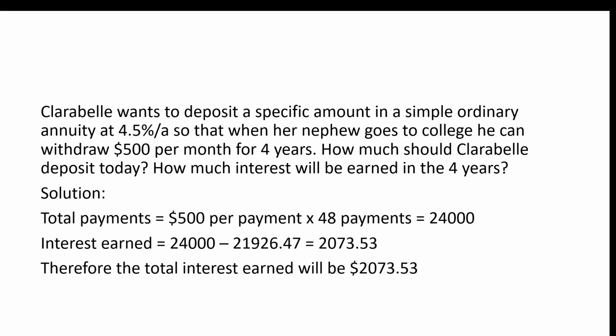Okay, so let's think about the interest earned. So the total payments are $500 per payment times 48 payments, which is $24,000. So in the future, this nephew will receive physically $24,000, but Clarabelle only has to deposit $21,926.47 today, meaning there's a difference of $2,073.53. That's the interest earned, and that is compound interest working in Clarabelle and her nephew's favor.